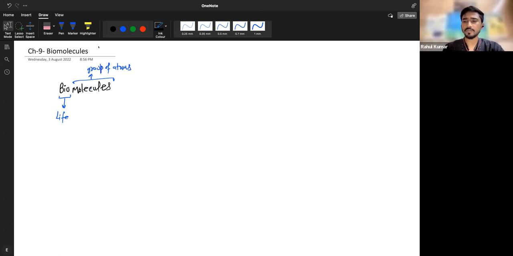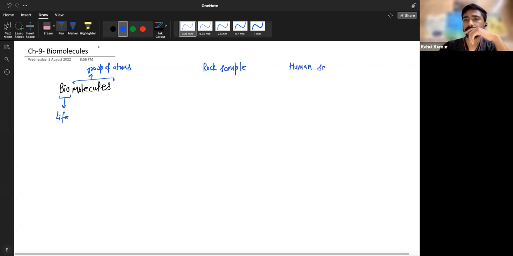And why do we have to study about biomolecules? Because let me ask you a question. What is the difference between a non-living sample, let's say a rock sample, versus a human tissue sample? In a rock sample, if I digest chemically and break everything down to the level of molecules or even elements, what do you think I will find in rock? What is rock made up of? Carbon? Iron? Iron ores are rocks, right?